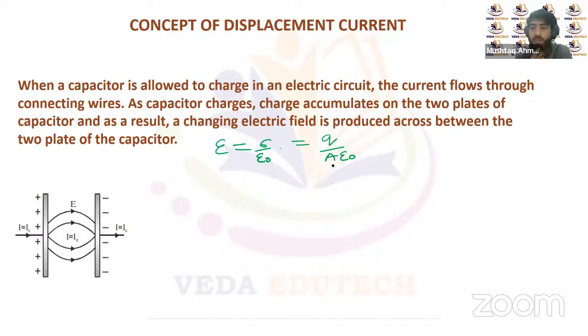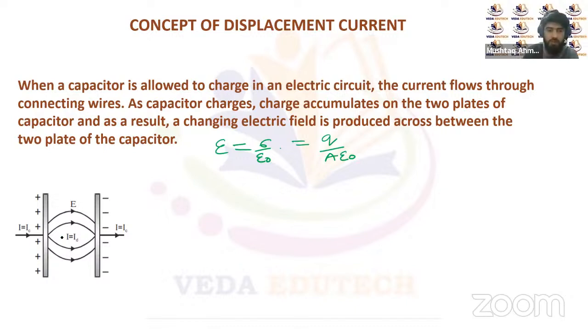This current he called displacement current. It was the replacement for the normal current I. He said that the change in electric field is equivalent to the current, even if there is a gap between the two plates of a capacitor. So this changing electric field works like a current, and this current we call displacement current. This is the concept of displacement current.